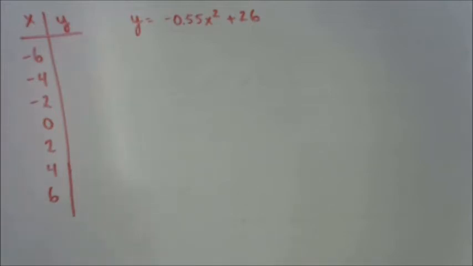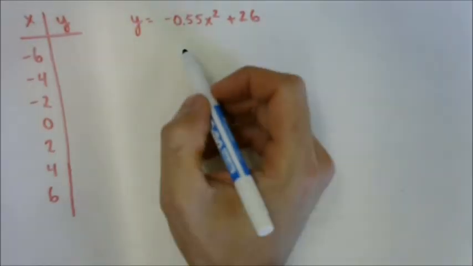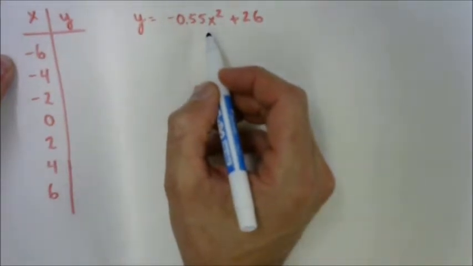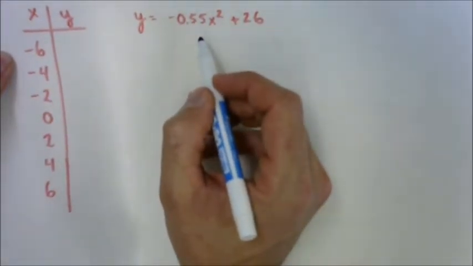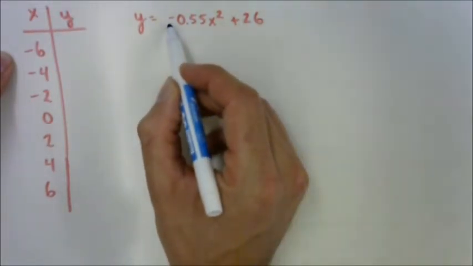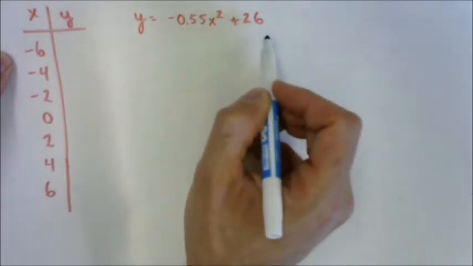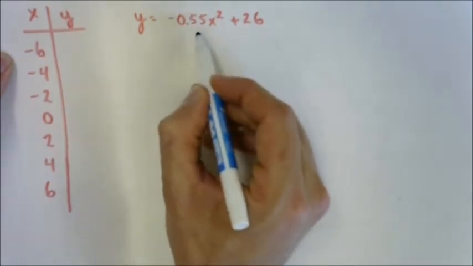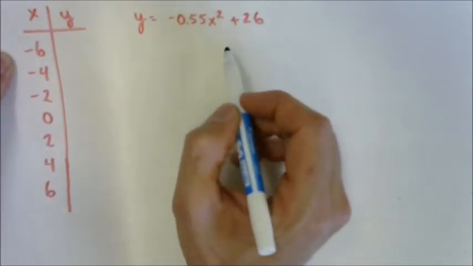Now, if you have a calculator, you can do these fairly quickly and easily, but I'm just going to give you the answers. Essentially, what you would do in your calculator is you would go negative 6 squared, which you would just do in your head because that's 36. And then you do 36 times 0.55. You'd make sure your answer is negative, and then you'd add 26. Okay, so it's exponent first, then multiplication, then add the 26.